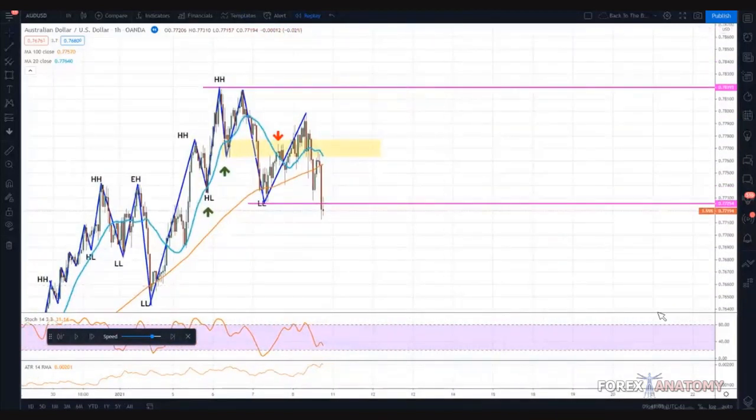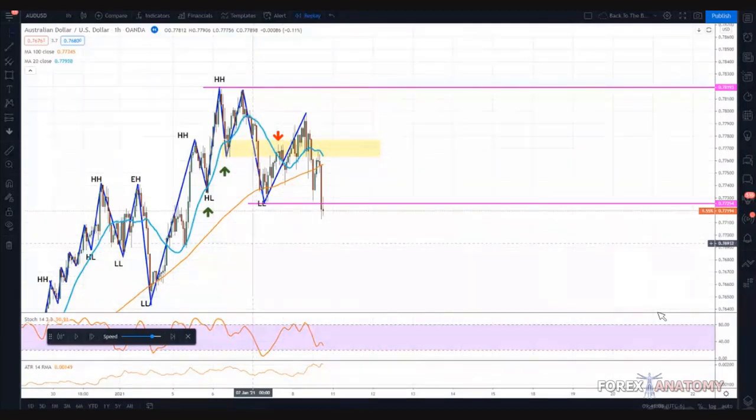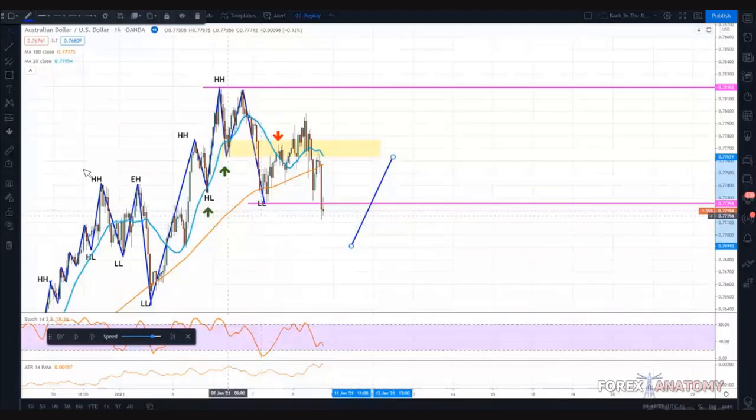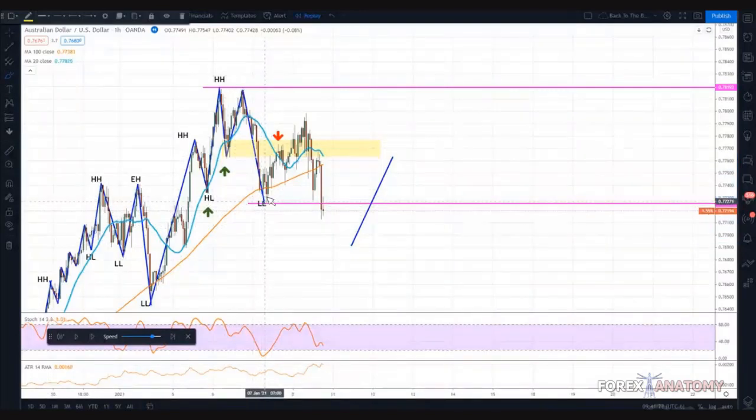I know Adam asks, could it be a three-wave or complex correction? Yes. Actually, to be honest with you, it is. It's a three-wave correction, a complex correction on the 1 hour. For those who may not know, this is a little bit more advanced, and we can definitely cover this later. But what we see right here is a three-wave pattern.